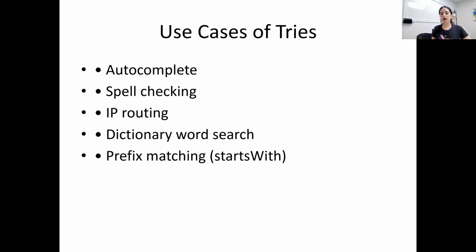It's used for IP routing. It's also used for dictionary word search and prefix matching, which is something that we will be implementing here as well. And a very common question that also comes up is whether this particular prefix exists in the data structure or not. And that you do by implementing a trie.